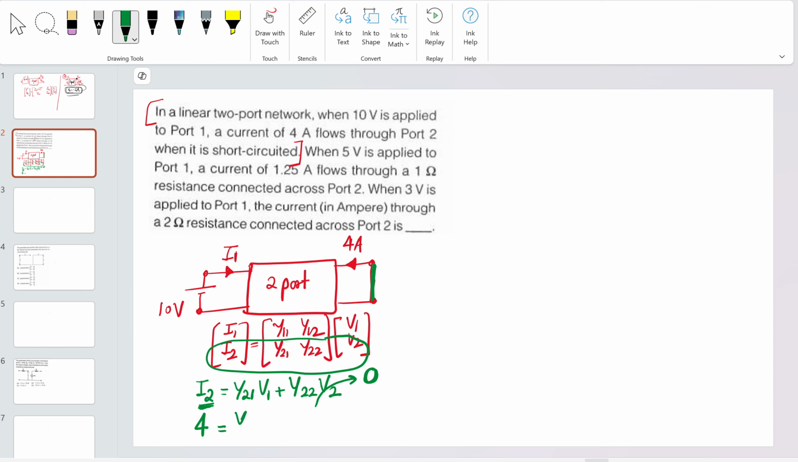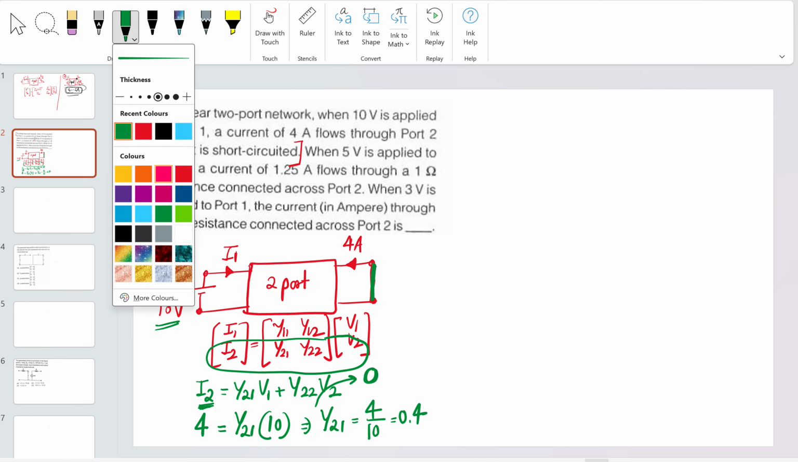So what have we got? The V1 which we have applied here is the 10 volt. From here we get the y21 value, which is equal to 4 by 10, that is 0.4. That is the important meaning of the first part of this paragraph.